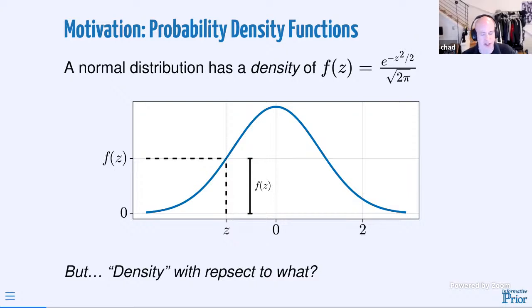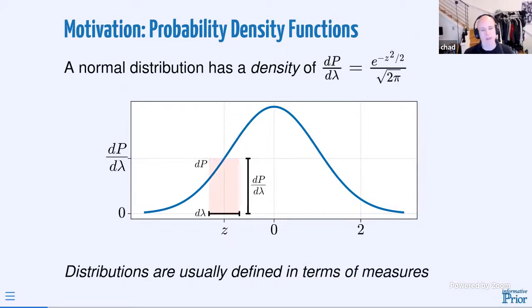If you think about density in other contexts, you might have a mass density of some solid object. You might have a population density, and all of these are relative to something, right? A mass density is relative to a volume. A population density is relative to some area. So what is this density relative to? Well, if you think about how this density is really defined, we have some small d lambda, and for that d lambda, we have a small probability dp. So the density that we really have is dp over d lambda.